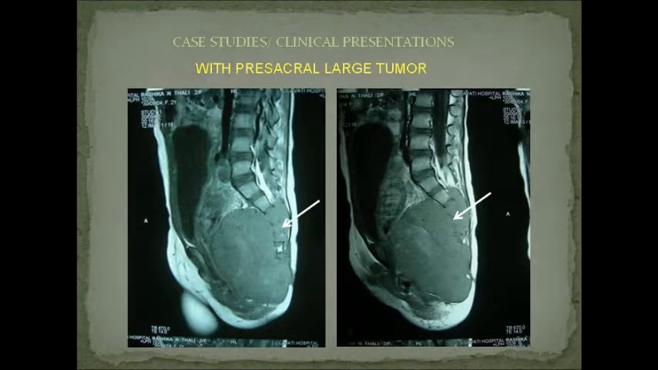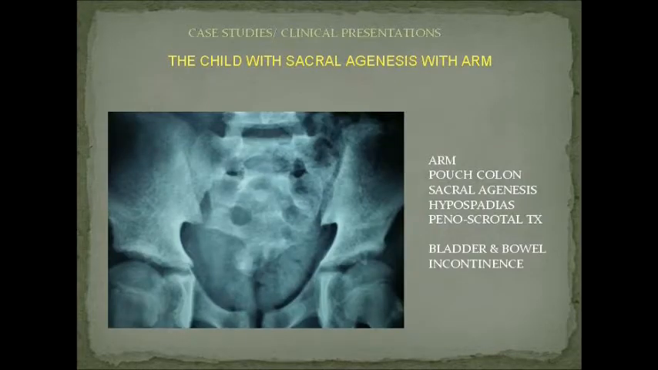She had some degree of incontinence and dribbling. Another boy whom I saw many years back, he's now, I think, 12, came to me first when I was working at the Wadia Children's Hospital with anorectal malformation. He incidentally had a pouch colon, sacral agenesis, hypospadias, penoscrotal transposition, and bladder and bowel incontinence. He was completely investigated and treated, his pull-through was done, his hypospadias repaired, and he is now fairly continent on anticholinergics and CIC.